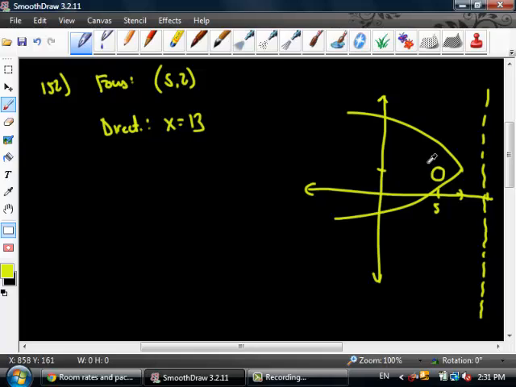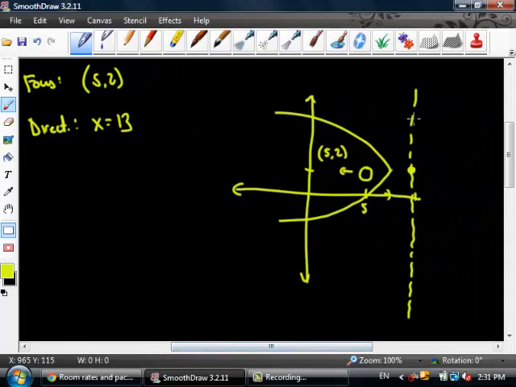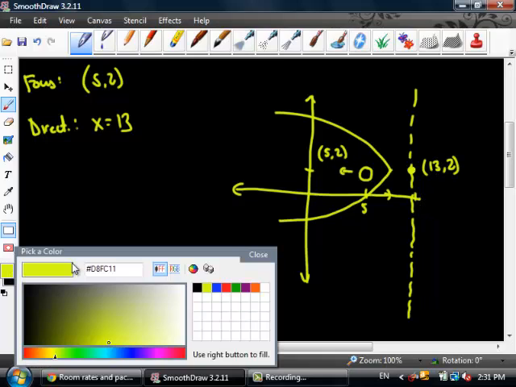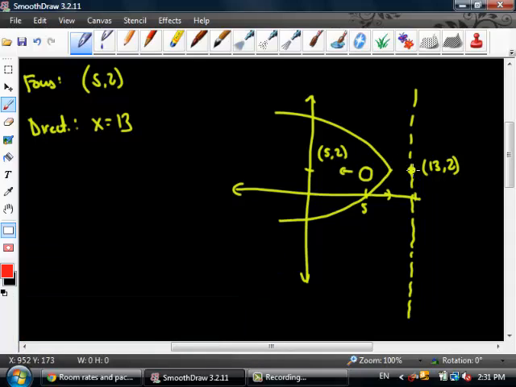So now, I don't like that. I like that more. Okay. So now what I'm going to do is identify these coordinates as 5, 2. Now, I need to figure out a point right here. Would it make sense that this is 13, 2? Right, because this is 5, 2, 13, 2.